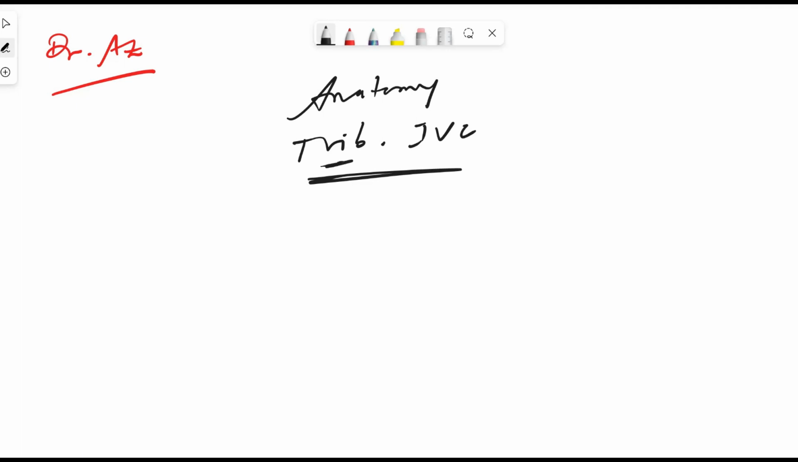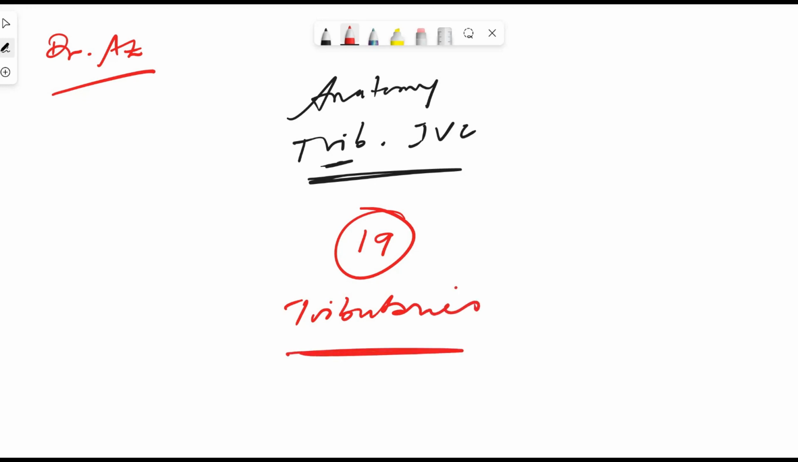So how many tributaries does the inferior vena cava have? Yes, that is correct. It has 19 tributaries. Okay, so the inferior vena cava has 19 tributaries. Do you know those 19 tributaries? You definitely do, but we are going to revise them here.